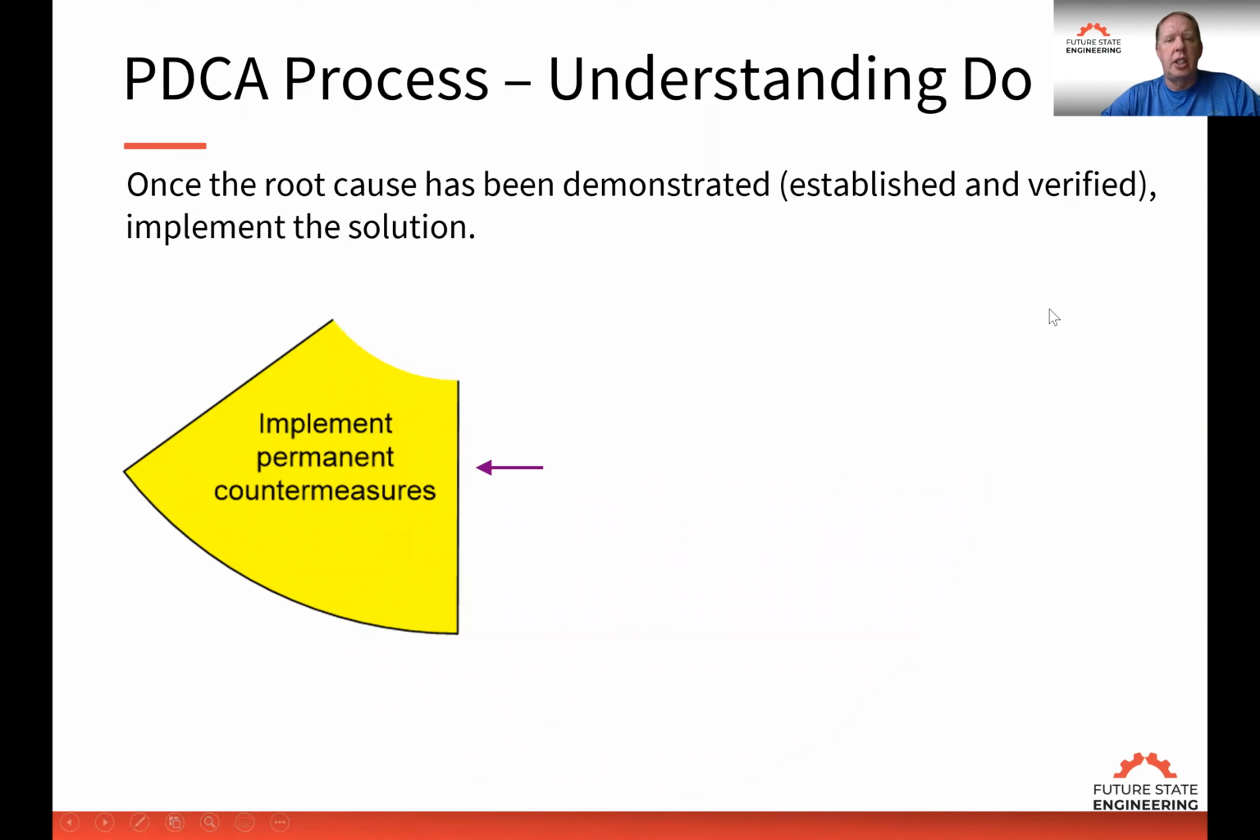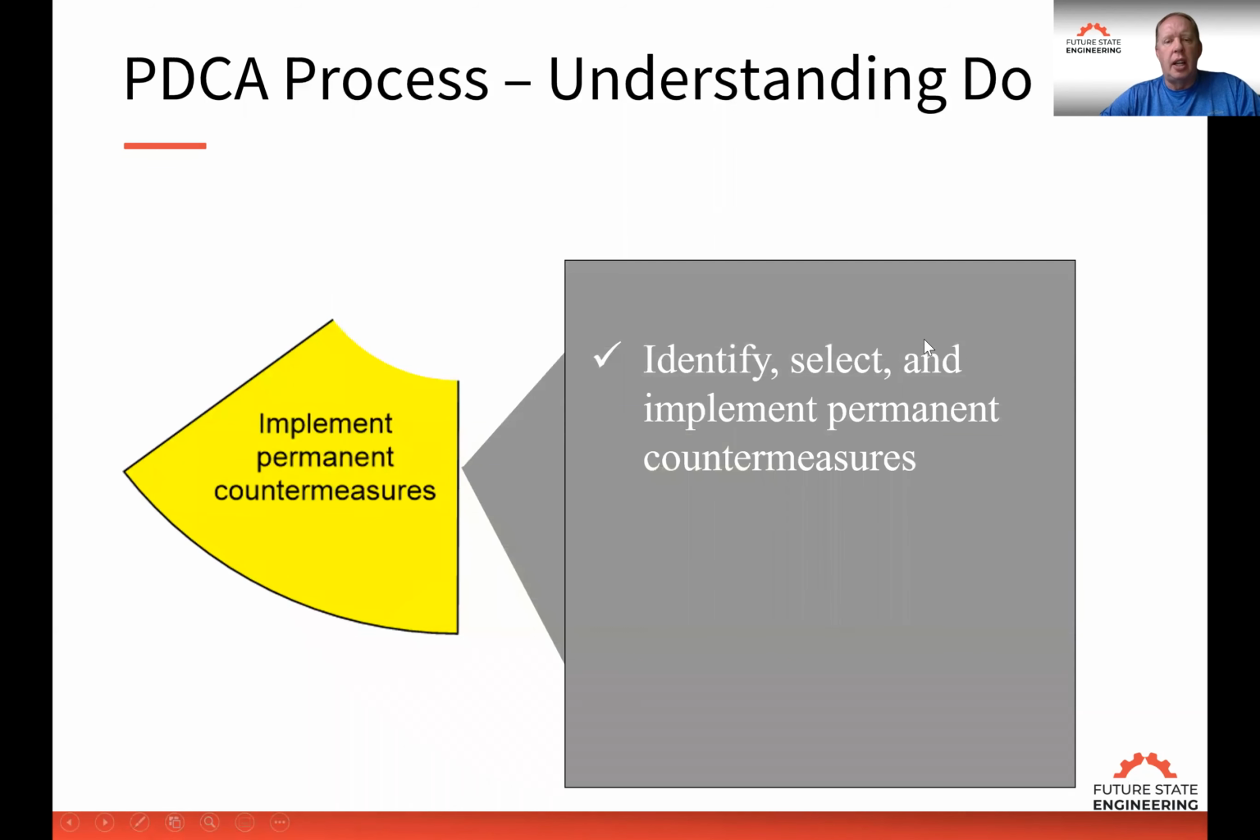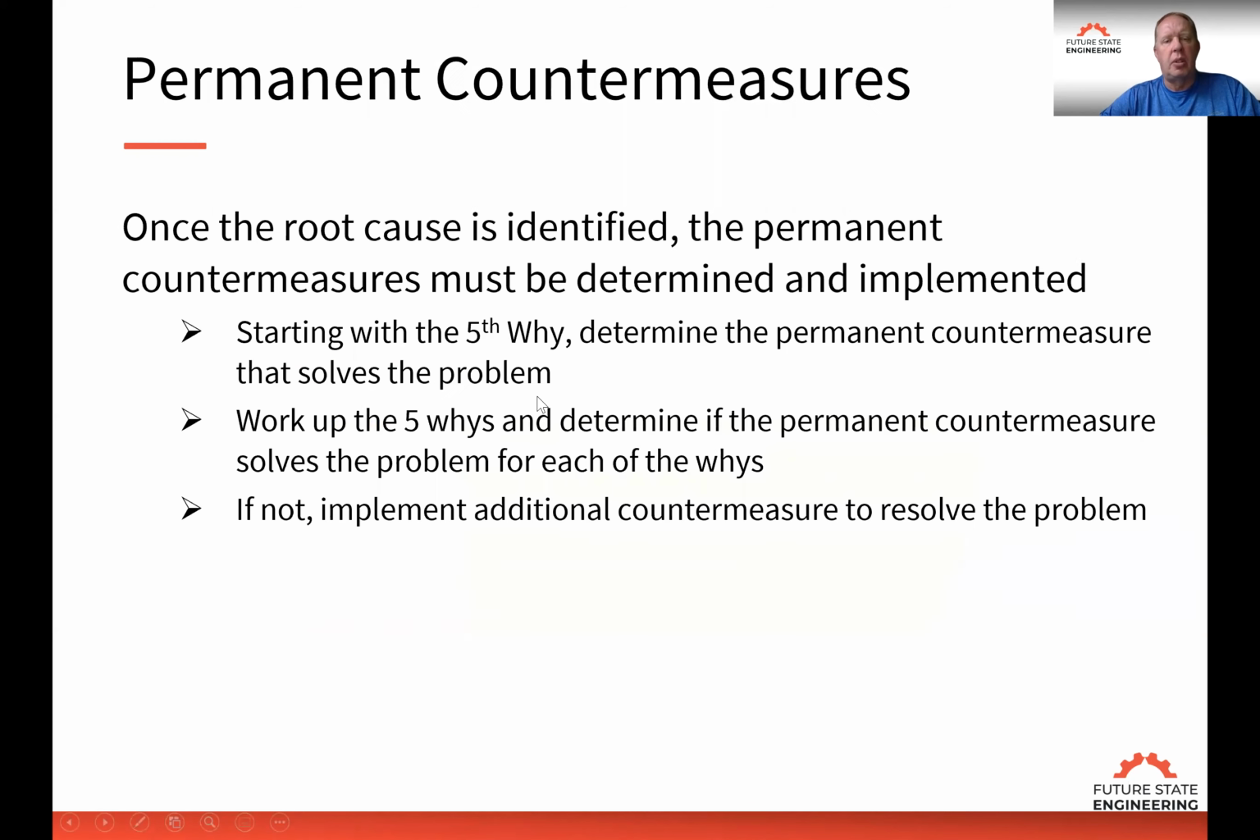In this section, we're going to talk about identifying, selecting, and implementing the permanent countermeasures. And then next session, we'll talk about visual management and how to use visual management to ensure that the permanent countermeasures are sustainable. So of course, when we start with the root cause analysis, I use 5Y.